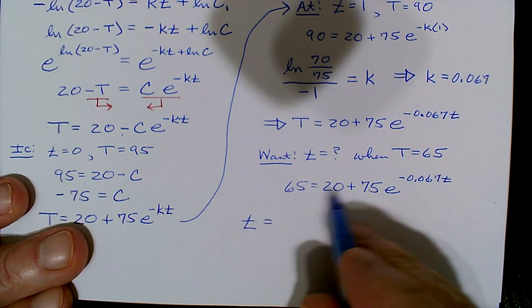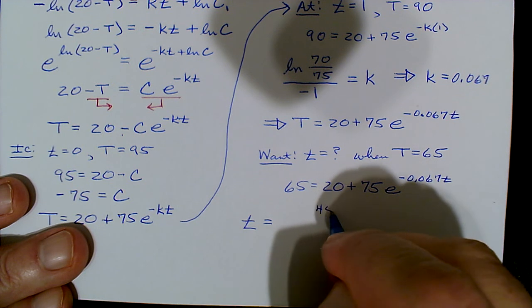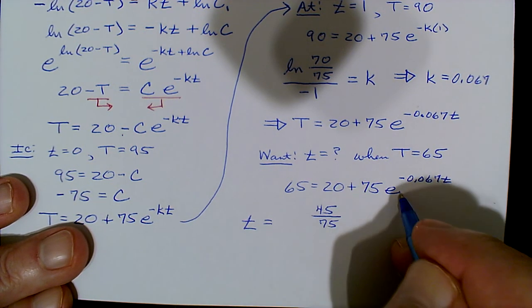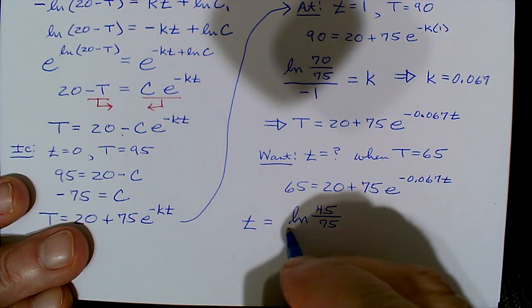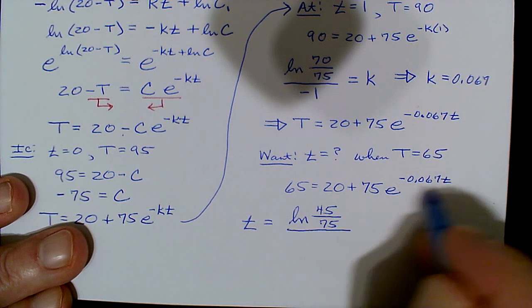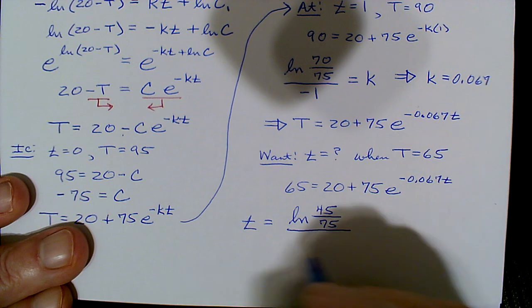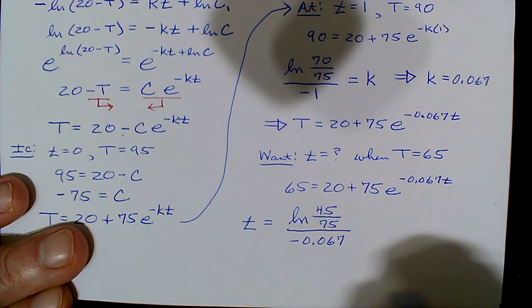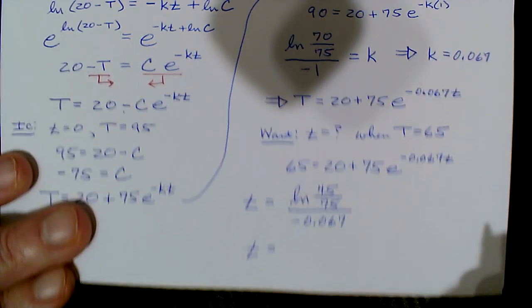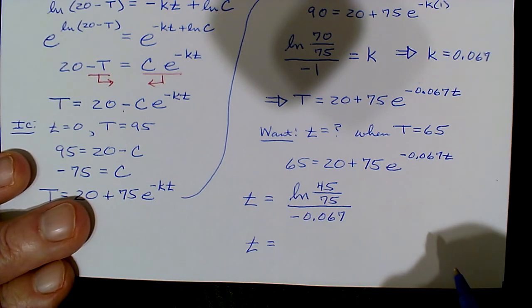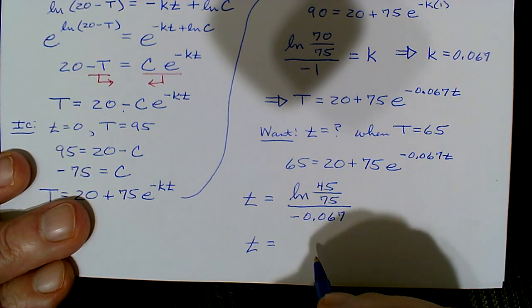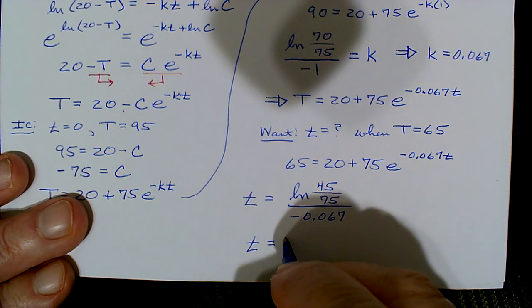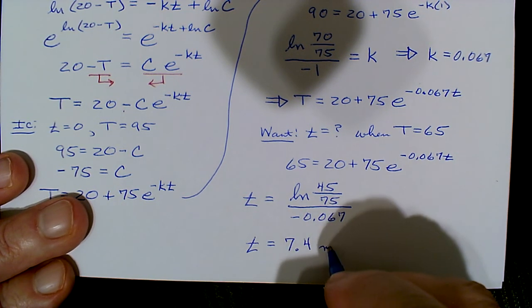Okay, and then I'm going to do it again. First, subtract 20 to get 45. Then divide by 75 to isolate the e. Take the natural log to undo the e. And then that leaves us with the exponent. And now divide by the negative 0.067 to get t. So then obviously you use a calculator, and t comes out to be roughly 7.4 minutes.